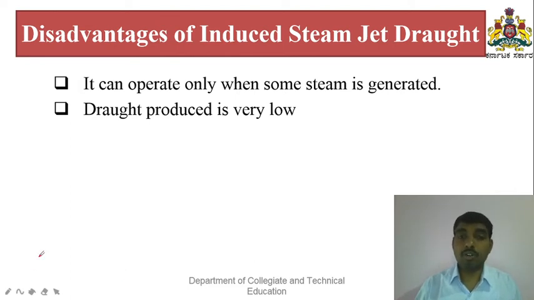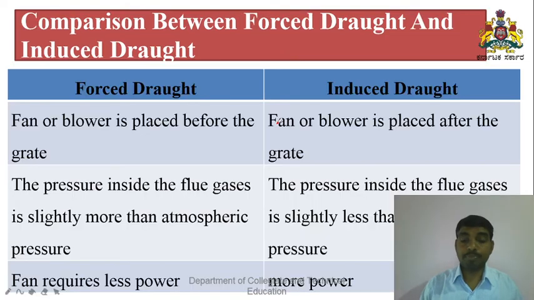Second, the draught produced is very low. Since simple nozzles are used, we may not expect high efficiency from this type of draught, so the draught effect produced is very low. That is the other disadvantage. Let's move on to a comparison between forced draught and induced draught of steam jet, and how forced draught differs from induced draught.